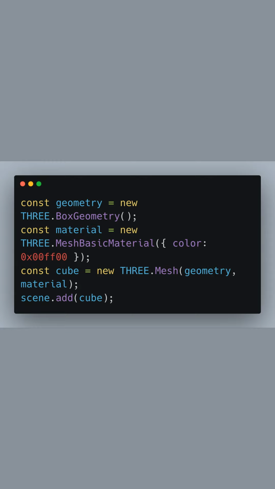It's time to add an object to our scene. Let's start simply with a cube. We create the box geometry and a basic material, which will give a vibrant green color. We combine them into a mesh, which is essentially a 3D object that gets added to our scene. It's our first actor on the empty stage.